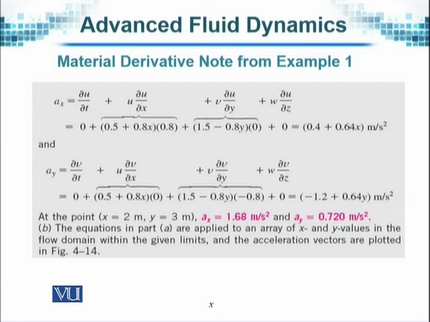So you can see, the x component of acceleration is the partial derivative of u with respect to t, plus u times the partial derivative of u with respect to x, plus v times the partial derivative of u with respect to y. This is the formula for the acceleration component in the x direction. Similarly, there will be components for y and for z.